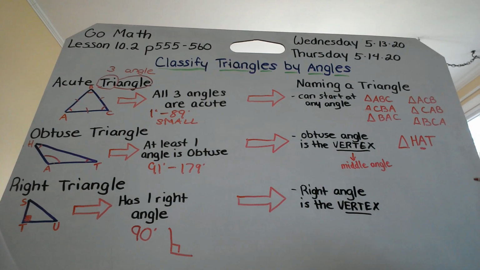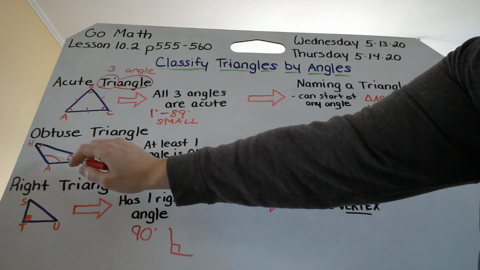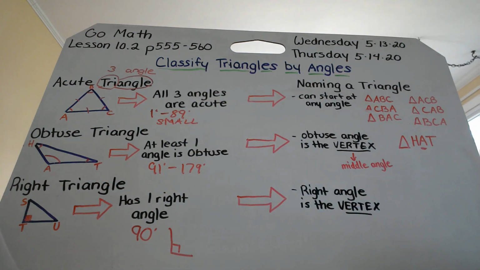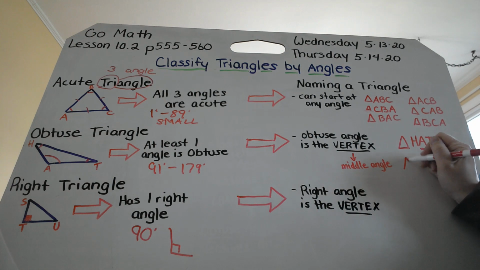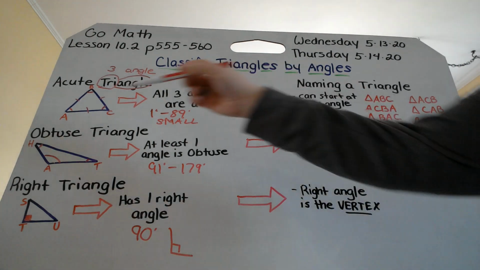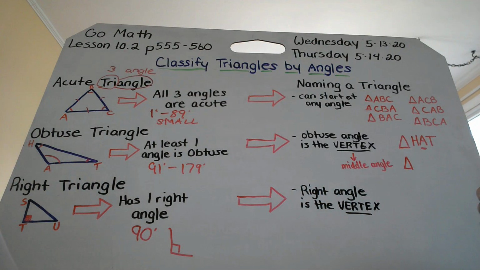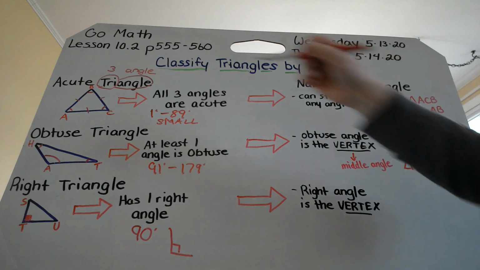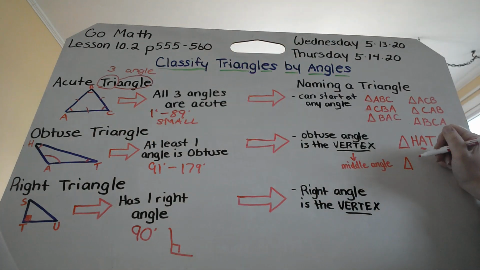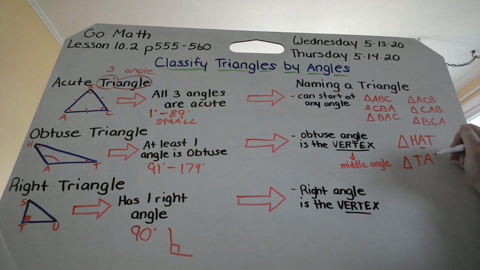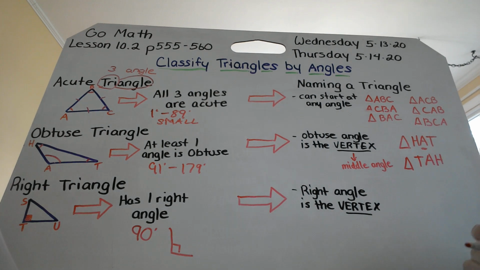So here's angle A right here. It's my obtuse angle, and it's in the middle of my other 2 angles, or my other 2 letters. Is there another way that we could name this obtuse triangle, knowing that our angle A has to be in the middle? We already have HAT. What else could we do? Yep, we could flip it around and we could start with T, and we can say it is triangle TAH. So that guy can have 2 different names.